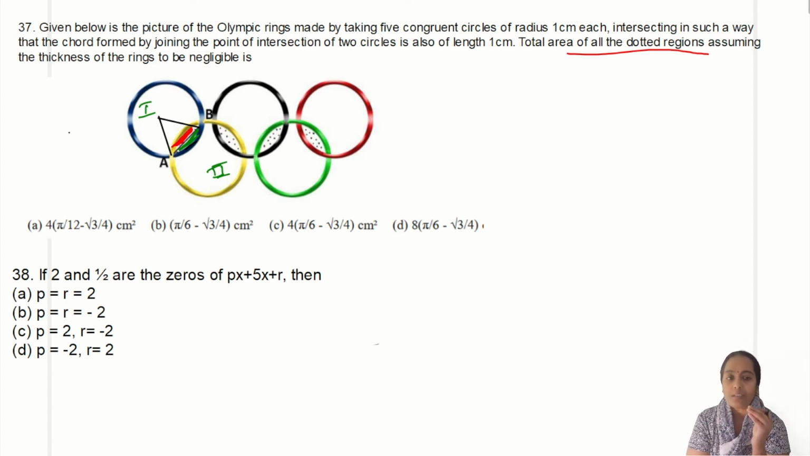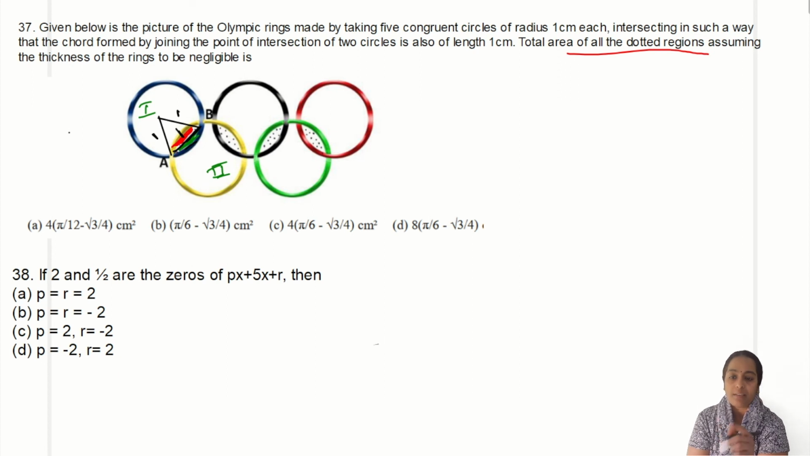So what is the area of the segment? Area of the segment is going to be area of the entire sector minus the triangle. So if you look at the question, the radius of the circle is also 1. The chord length is also 1. So this is 1 centimeter. This is 1 centimeter. The chord length here is also 1 centimeter. So it is an equilateral triangle there.